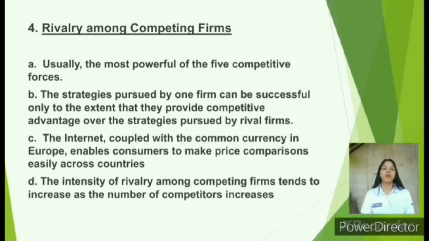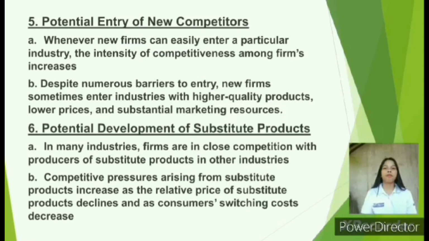So, rivalry among competing firms is a measure of the extent of competition among existing firms. Intense rivalry can limit profit and lead to competitive moves, including price cutting, increased advertising expenditures, or spending on service, product improvement and innovation. So, number 5 is potential entry of new competitors.